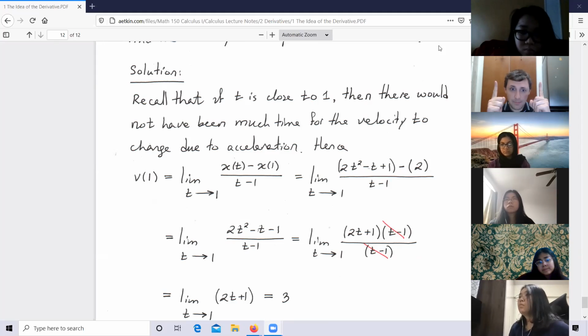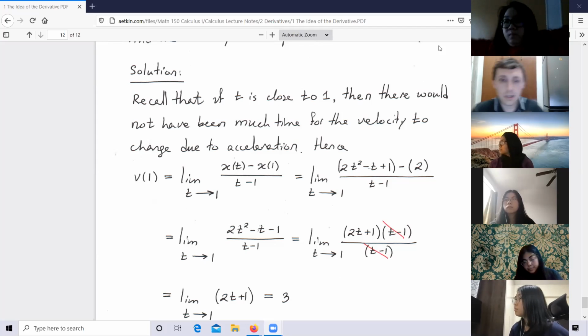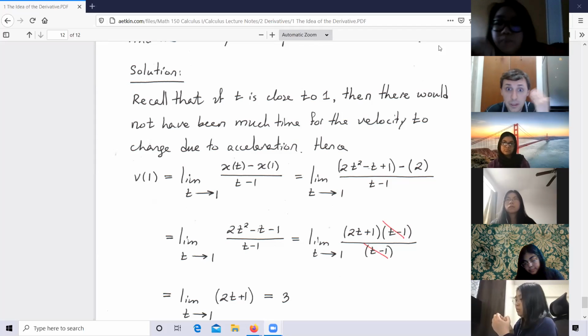A lot of time, a lot of change. Very little time, very little change. Do you understand? So I want the time difference between 1 and the other moment to be very small, because that means that there was little change, and that means that there was little chance to change speed. You understand? That's the philosophy behind it.